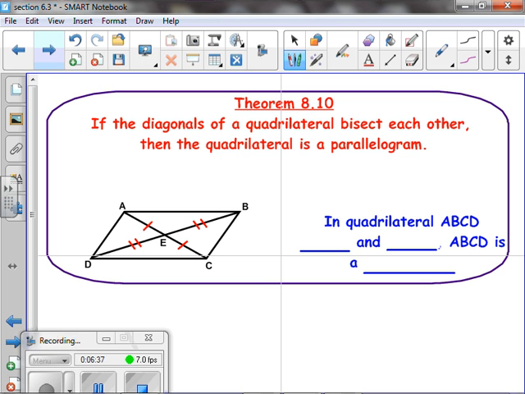Okay? So that is to say that if this and this are equal to each other, because it is bisected by this diagonal here, and if this side here and this segment here are equal to each other because this one bisects them, then you know the diagonals bisect each other, and so you must have a parallelogram. So let's fill in our missing information here. In quadrilateral ABCD, AE is congruent to EC, and DE is congruent to EB. Therefore, ABCD is a parallelogram.